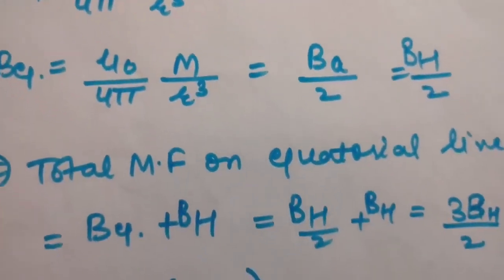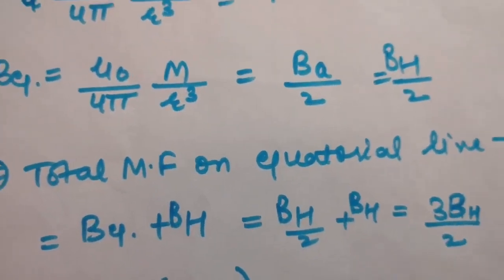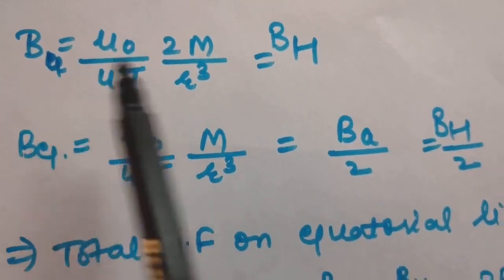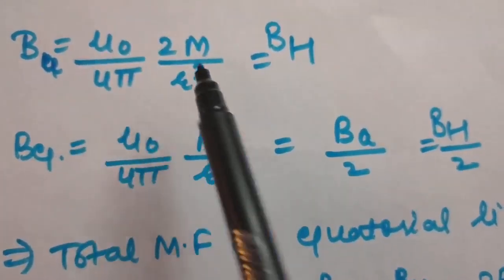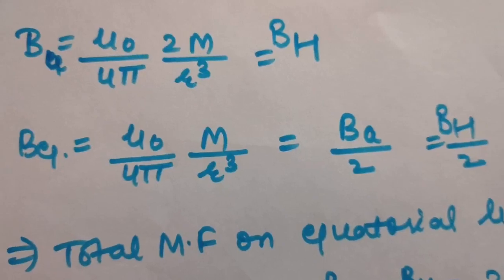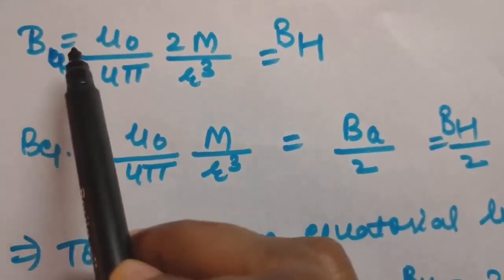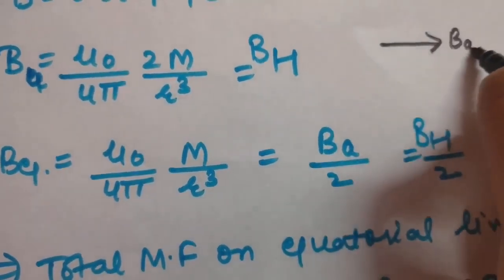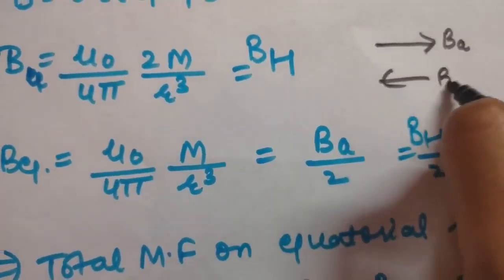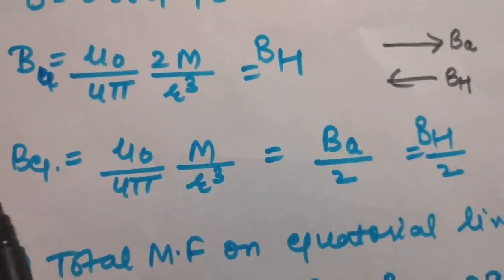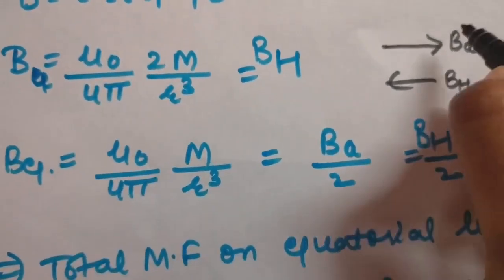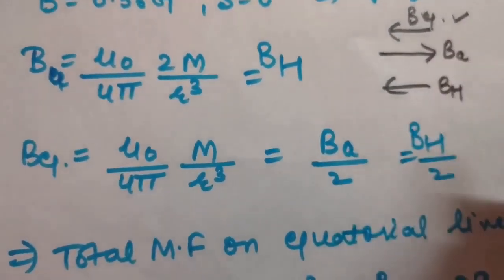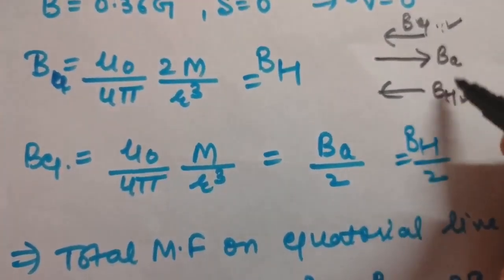Now, total magnetic field on equatorial line. Clearly see B axial and BH are equal in magnitude but opposite in direction. Now you know B equatorial is also in opposite direction. Suppose understand it like this. Suppose this is the direction of B axial and this is the direction of BH. As you know B equatorial is also in opposite direction of B axial, so B equatorial will also be like this only. So that means B equatorial and BH will be in same direction.